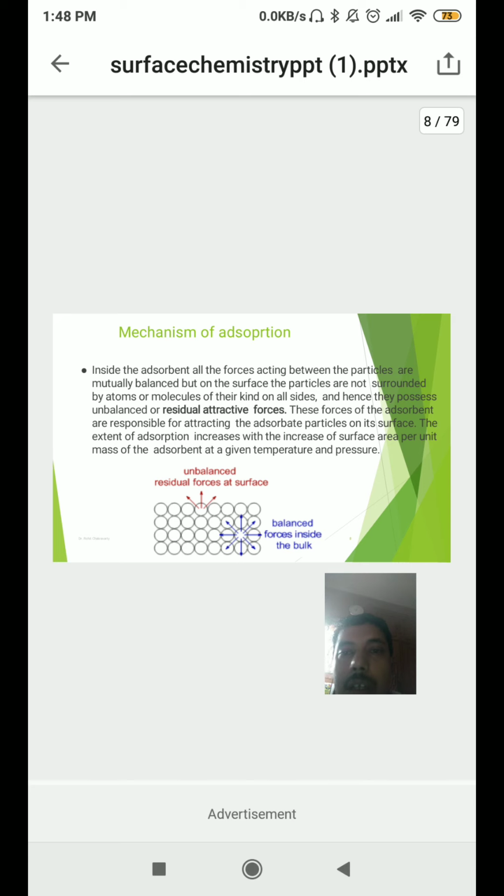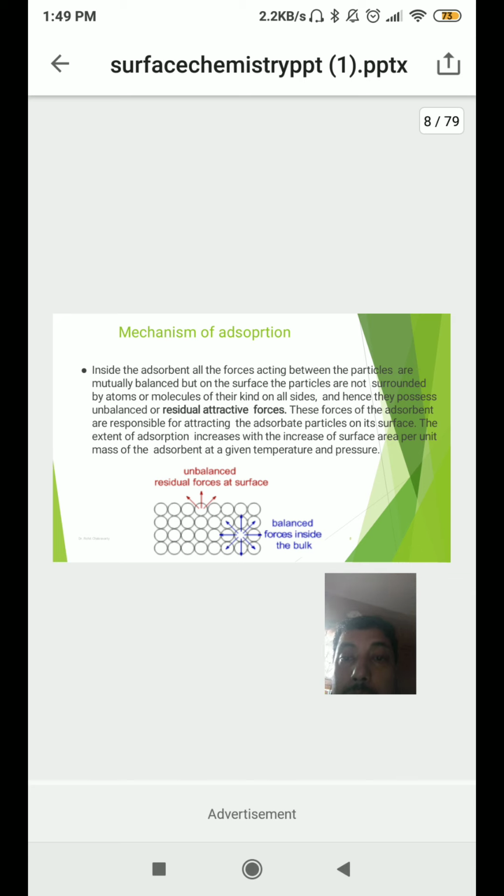And now here I have discussed the mechanism of adsorption. Very important slide. Inside the adsorbent, all the surface forces acting between the particles are mutually balanced, but on the surface the particles are not surrounded by atoms or molecules of their kind on all sides. Hence they possess unbalanced or residual attractive forces. Here you can see I have shown unbalanced residual forces at the surface, while there is a balanced force inside the bulk. This is what I have written in this slide.